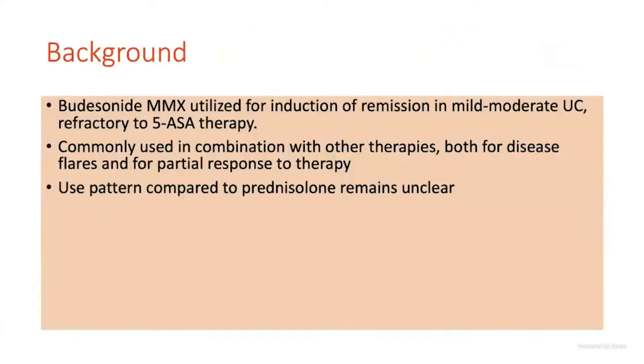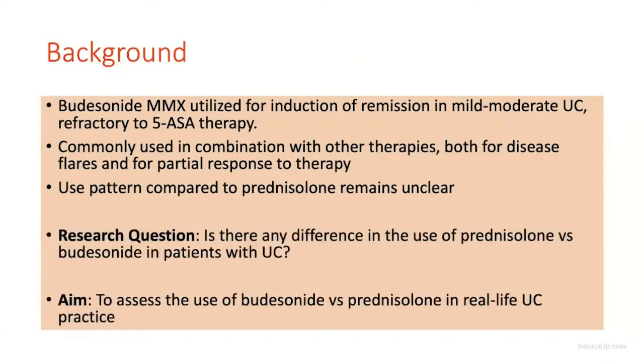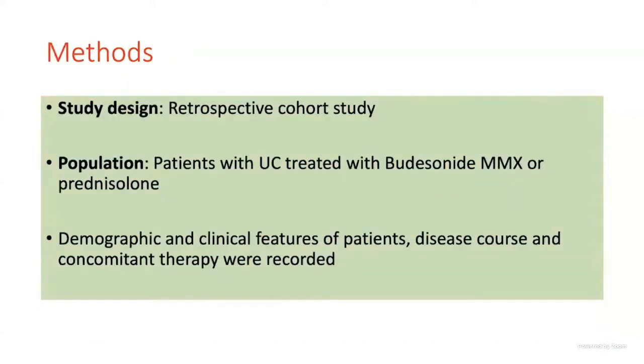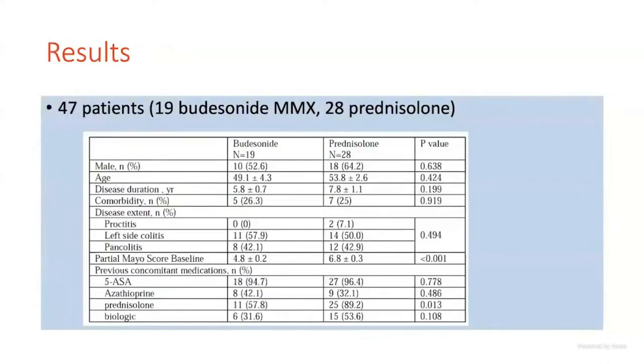This was from Taiwan, and we all know that budesonide has been utilized for induction of remission in mild-moderate UC, which is refractory to 5-ASA therapy, and it is also commonly used in combination with other therapies. However, its use pattern compared to prednisolone remains unclear. So the research question was, is there any difference in the use of prednisolone versus budesonide in patients with ulcerative colitis? So it was again a retrospective cohort study which included patients of UC treated with budesonide or prednisolone, and their demographic features and clinical features, disease course and concomitant therapy were recorded.